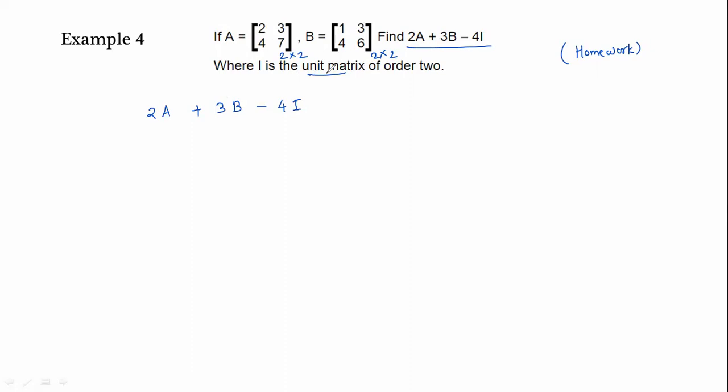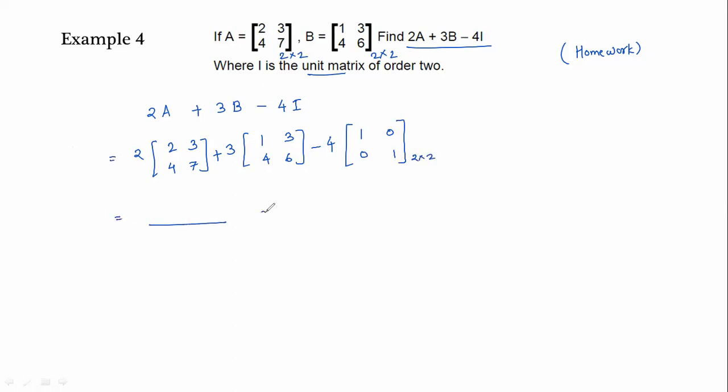So what is the basic rule of addition and subtraction? You can add only those matrices or subtract only those matrices whose order is the same, right? So it will be 2 into A, which is [2 3; 4 7], plus 3 into B, which is [1 3; 4 6], minus 4 into I. Identity matrix. We have seen the different types of matrix. So I will be [1 0; 0 1], of order 2 by 2. So just do the addition and subtraction and get your answer.